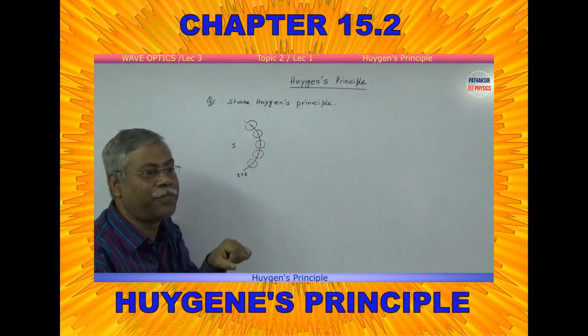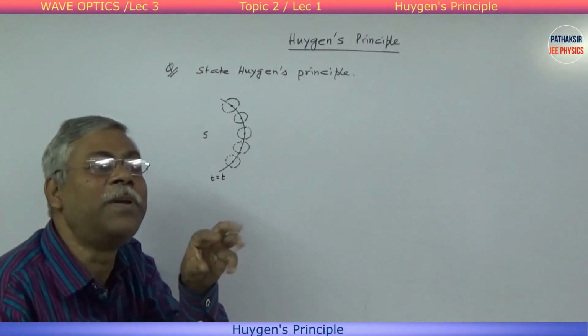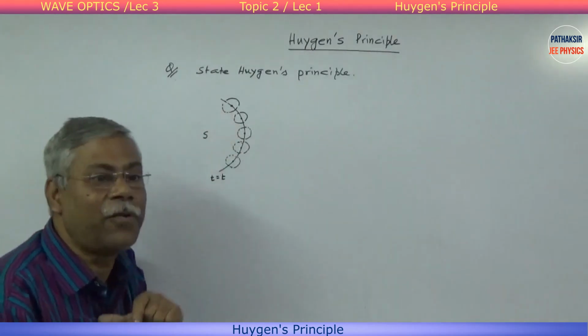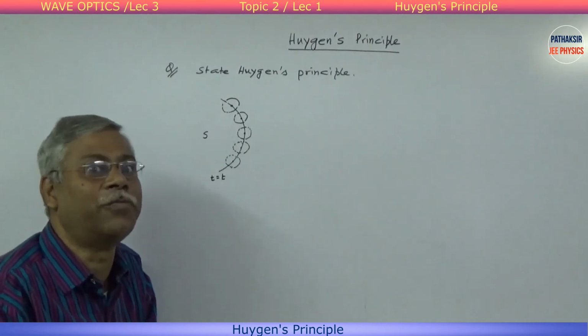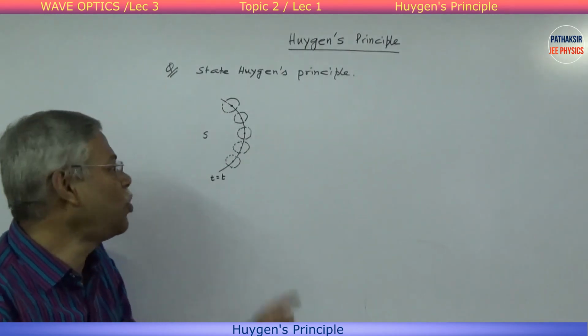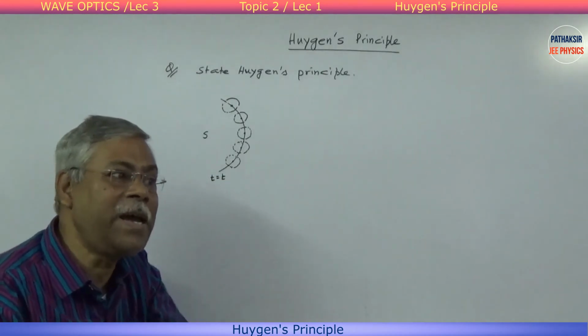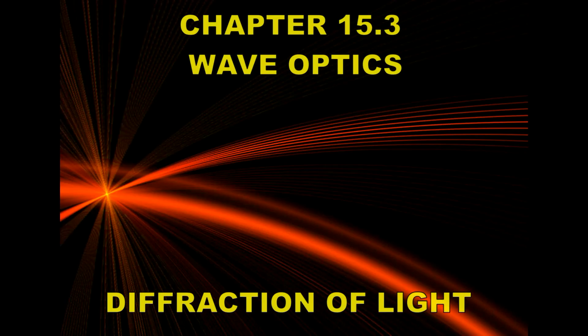Each point of the wavefront acts as a secondary source, and it is emitting what? Wavelets. And at what speed does a wavelet travel? The wavelet travels at the speed of the wave. So the speed at which the wavefront is traveling is the same as the speed at which the wavelet will travel.